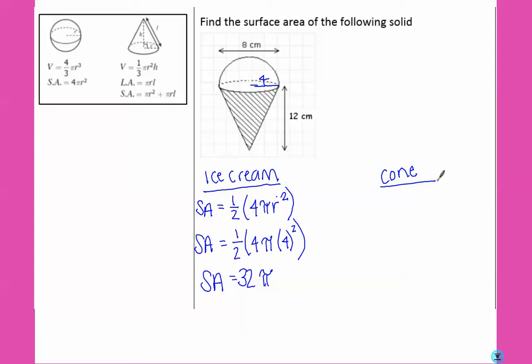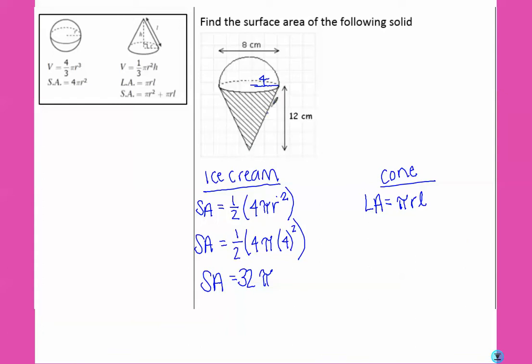Now for the cone. I know it said surface area here, but as far as this whole figure, the base of the cone is touching the ice cream. So if we were going to cover this in a wrapper, we're not going to stick the wrapper in between the cone and the ice cream. We're not going to use this base. So for the cone part, we just want the lateral area, which is pi times r times L.